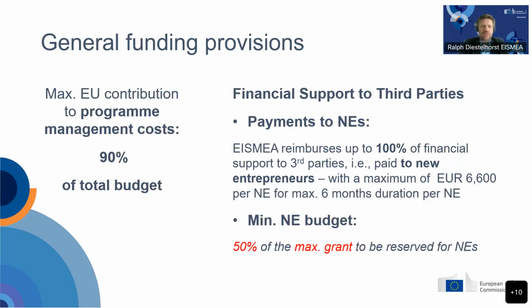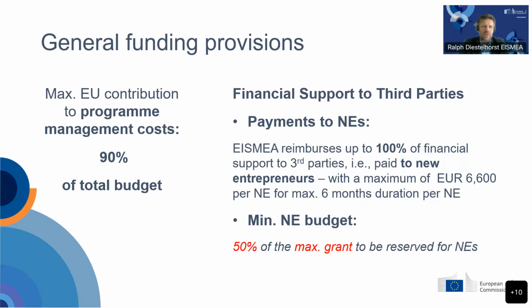As part of the general funding provisions, of course, first thing is how much budget is available. We have 3 million euros. 3 million euros for this particular call means that we have thought how much we can achieve with that, and to how many projects we can more or less bring it down. And we have decided that we give per project up to 600,000 euros.